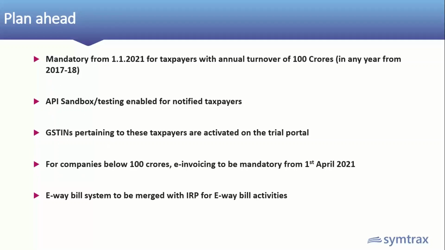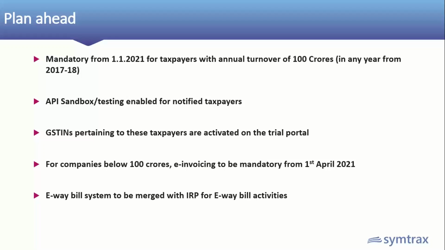Let's move ahead and see what's the plan ahead when it comes to e-invoicing. It's planned to become mandatory from 1st of Jan 2021 for taxpayers with annual turnovers of more than 100 crores in any year from 2017-2018. Accordingly, this API sandbox or testing environment has been enabled for these notified taxpayers. The GSTINs pertaining to these taxpayers have already been activated on the trial portal. For companies below 100 crores, e-invoicing is planned to be mandatory from 1st April 2021. We are yet to get clarity on what exact bracket it would be when they say below 100 crores, but this is news which is in discussion right now.